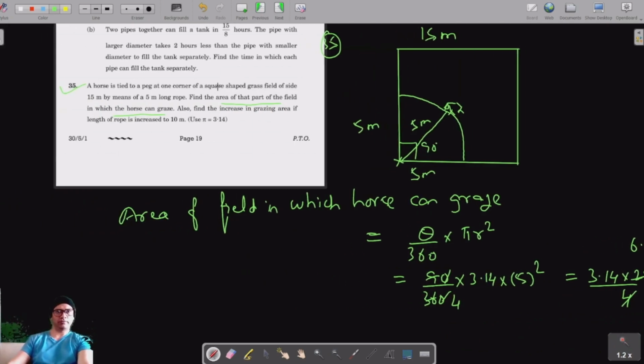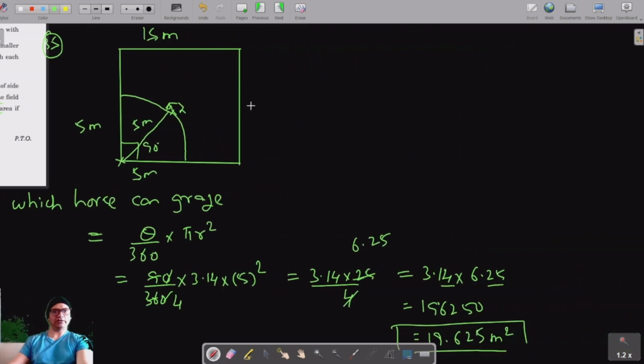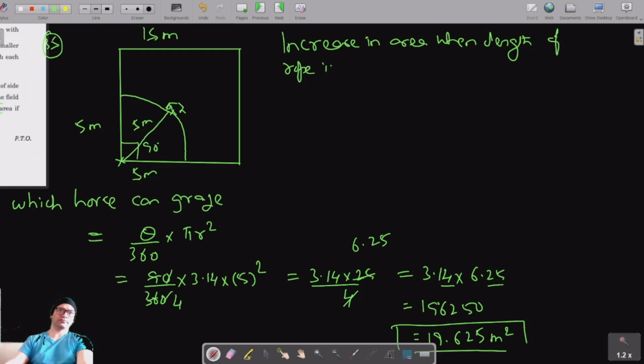Okay, now moving to the next part of the question, we have to find the increase in grazing area if the length of the rope is increased by 10 meters. So the increase in area when the length of the rope is increased by 10 meter would be, now the length of the rope is increased by 10 meter.